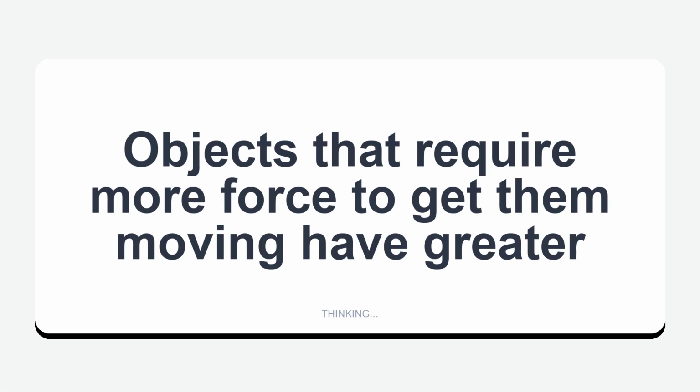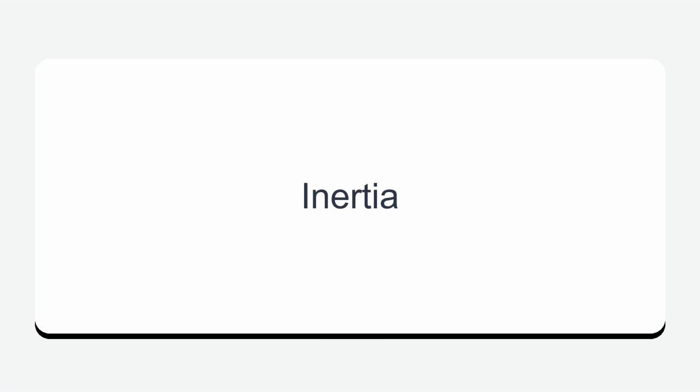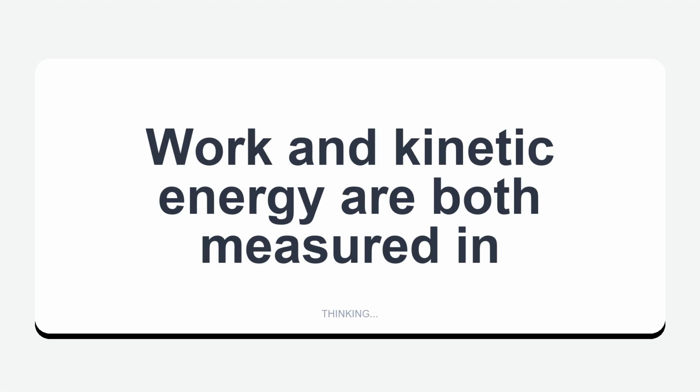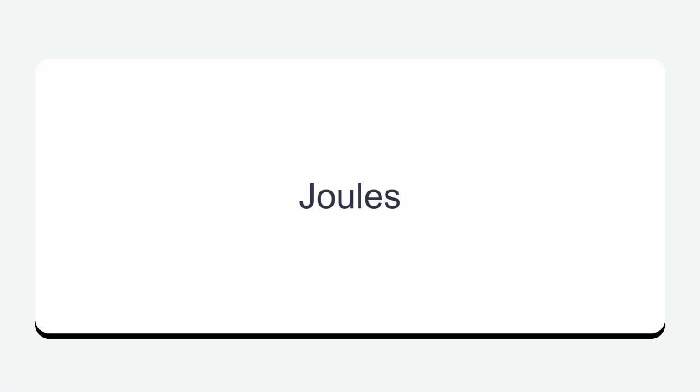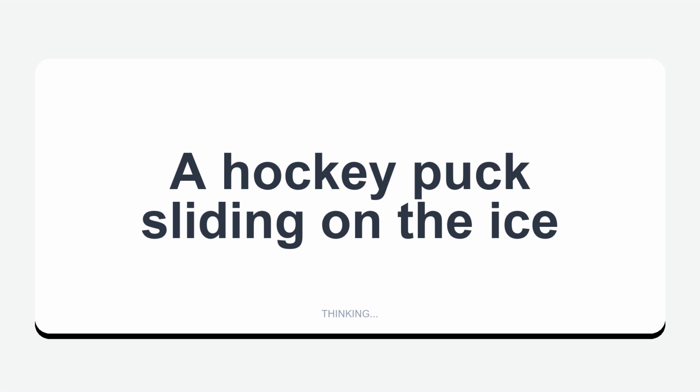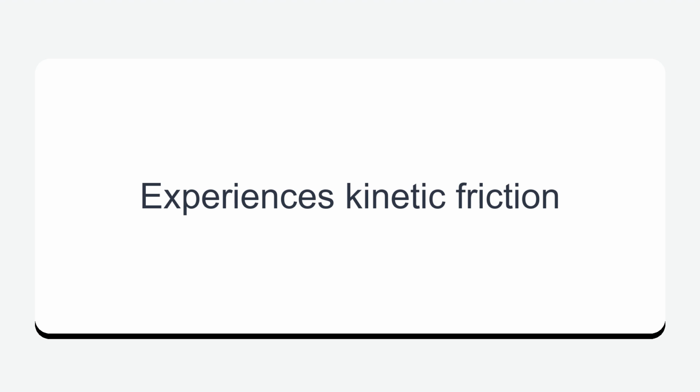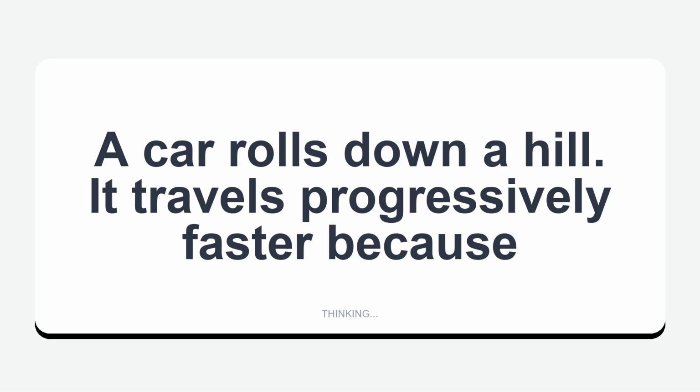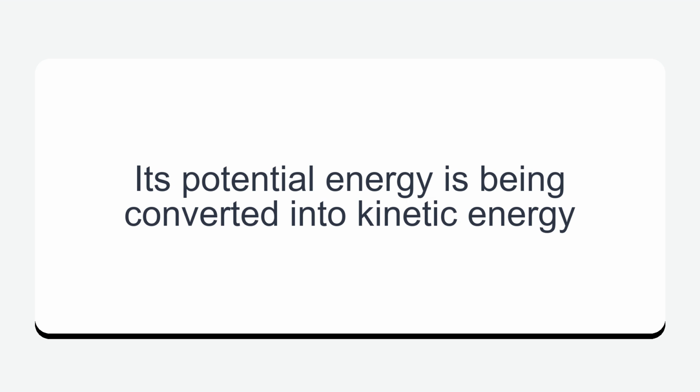Objects that require more force to get them moving have greater inertia. Work and kinetic energy are both measured in joules. A hockey puck sliding on the ice experiences kinetic friction. A car rolls down a hill. It travels progressively faster because its potential energy is being converted into kinetic energy.